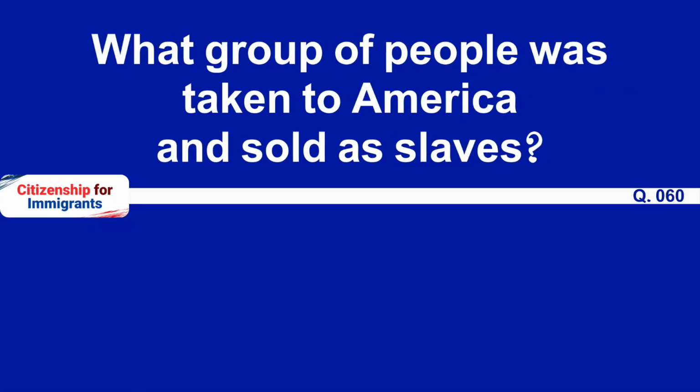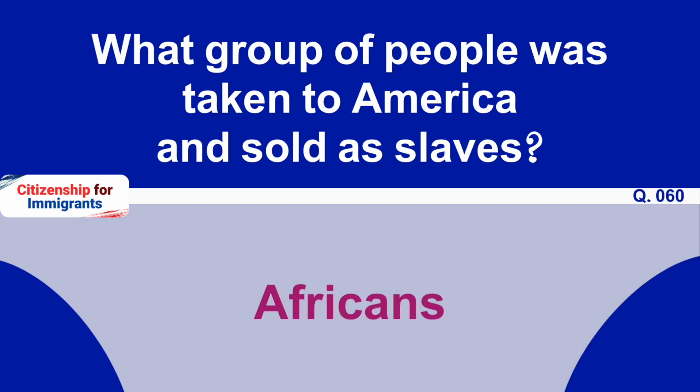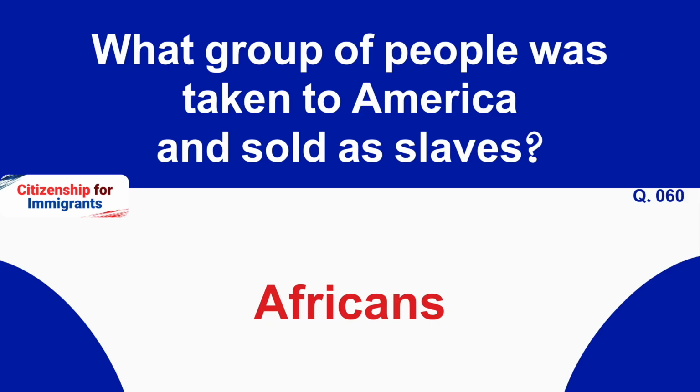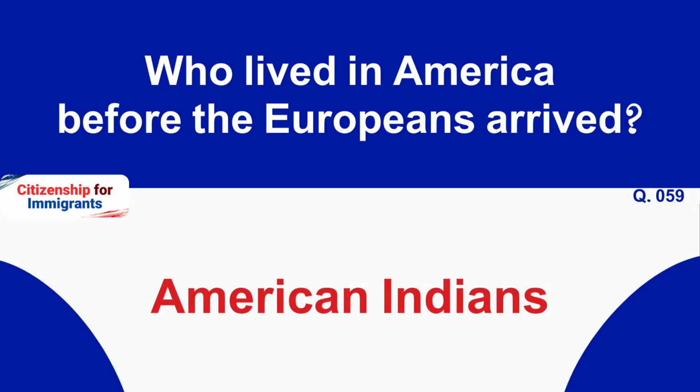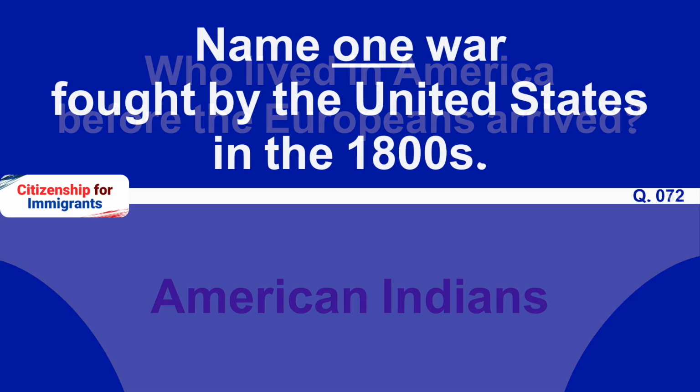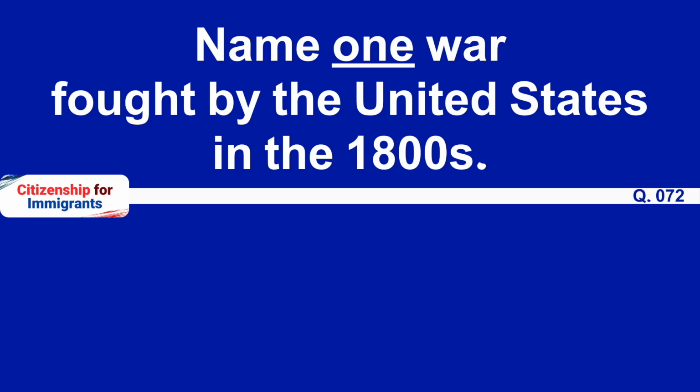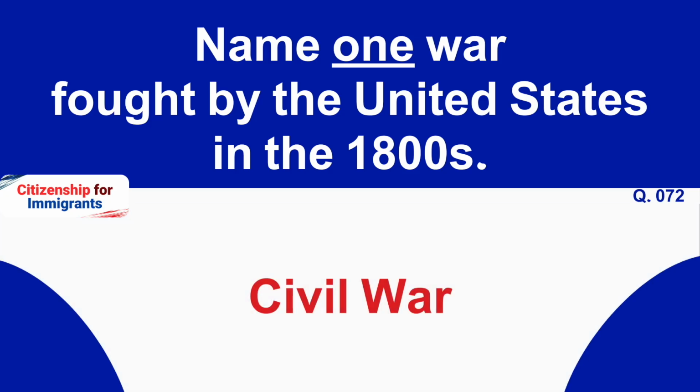What group of people was taken to America and sold as slaves? Africans. Who lived in America before the Europeans arrived? American Indians. Name one war fought by the United States in the 1800s. Civil War.